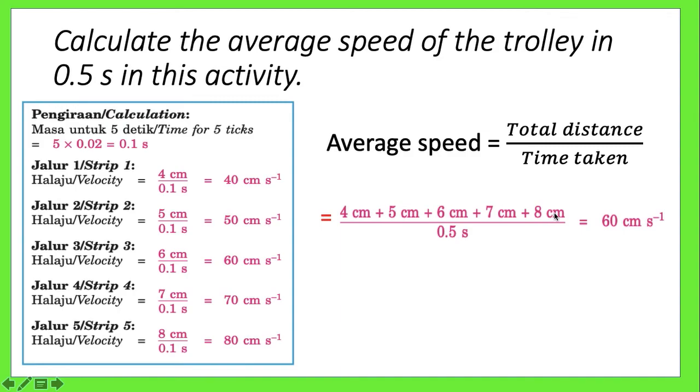and overall time taken is equal to 0.5 second. We add all the time taken from the first strip until the 5th strip. Then we solve this problem. We get the average speed is equal to 60 cm per second.